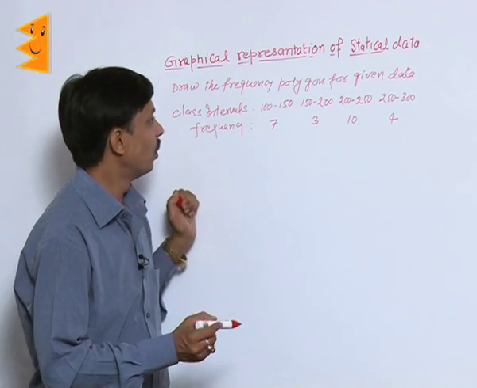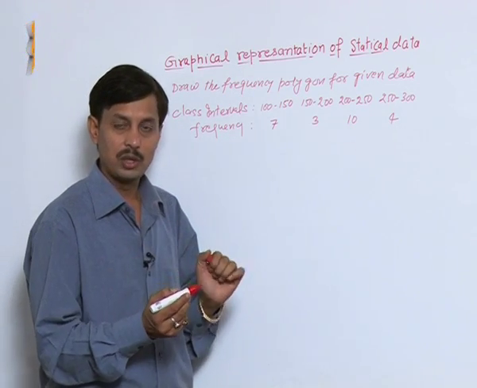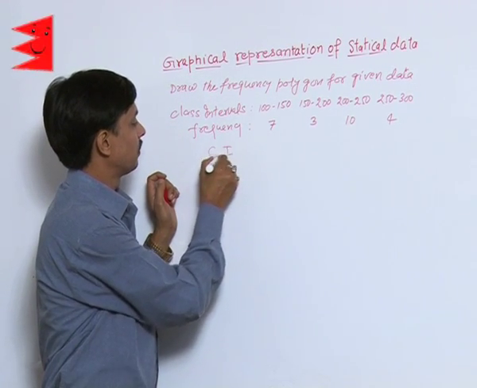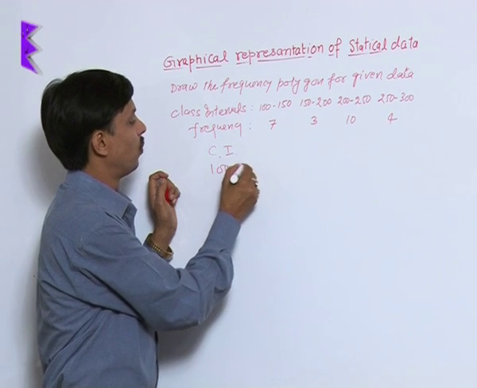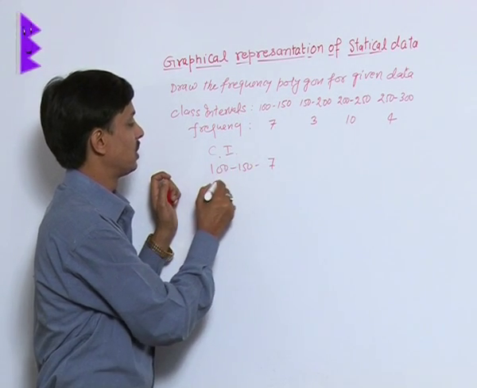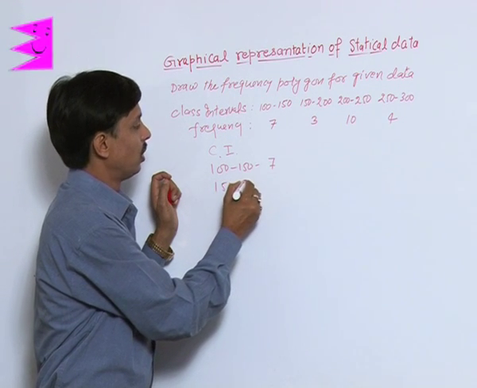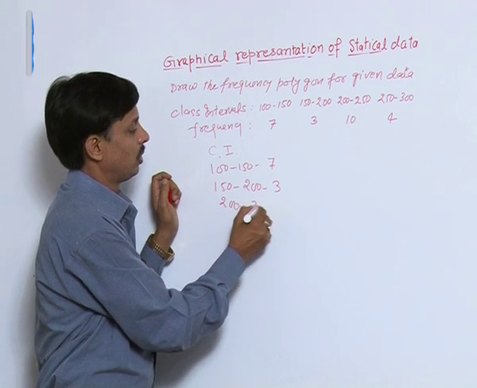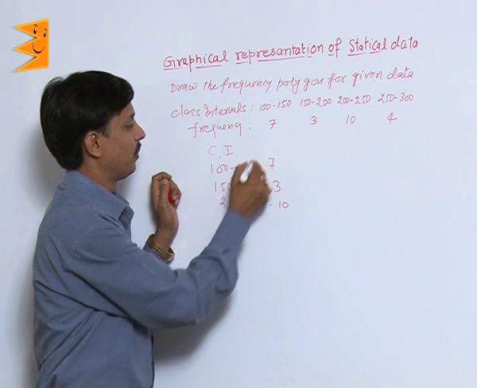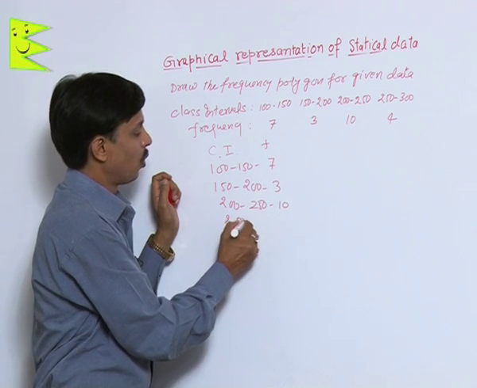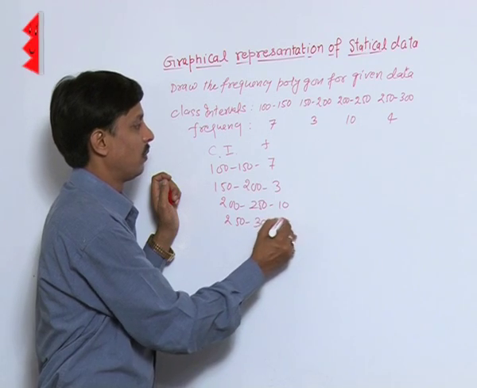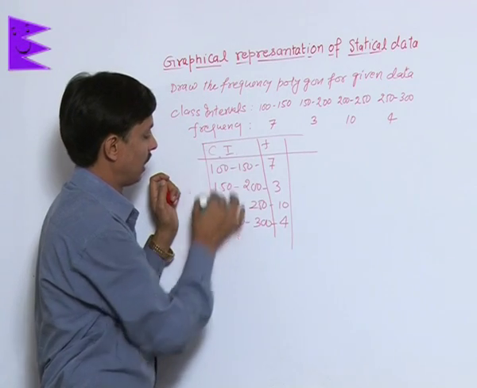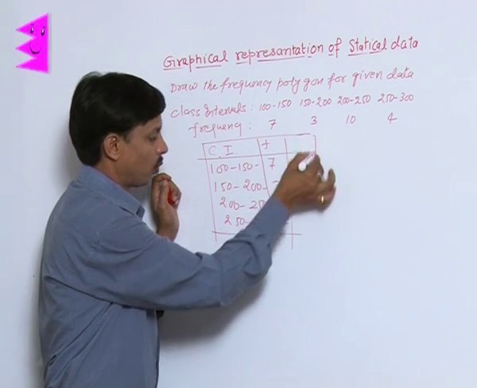First I want to tell you there are two approaches to represent it. First is this, the class intervals. I am writing 100 to 150, its frequency is 7. 150 to 200, frequency is 3. 200 to 250, frequency is 10. And 250 to 300, frequency is 4. These are the frequencies given as required as per the question.